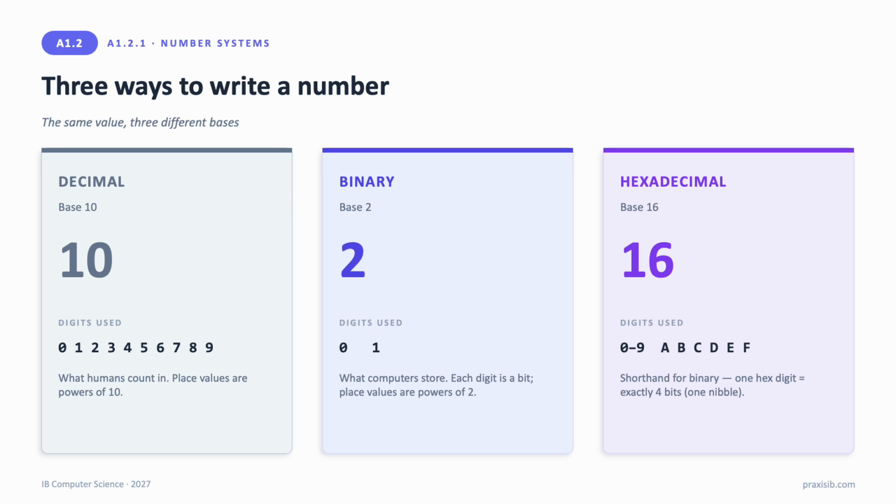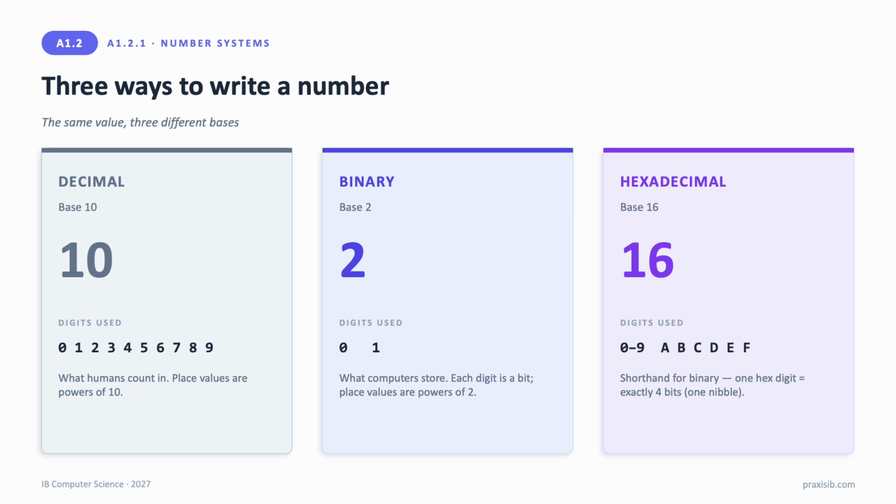Now a computer doesn't have fingers. A computer only has those two states we talked about, on or off. So a computer counts in binary, which is base 2. In binary, you only get two symbols, 0 and 1. That's the entire alphabet a computer works with.